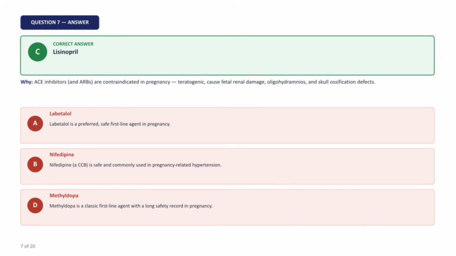The correct answer is option C. Lisinopril. ACE inhibitors are contraindicated in pregnancy. Teratogenic, cause fetal renal damage, oligohydramnios, and skull ossification defects. Now, why isn't A correct? Labetalol is a preferred, safe first-line agent in pregnancy. Why isn't B correct? Nifedipine is safe and commonly used in pregnancy-related hypertension. Why isn't D correct? Methyldopa is a classic first-line agent with a long safety record in pregnancy.